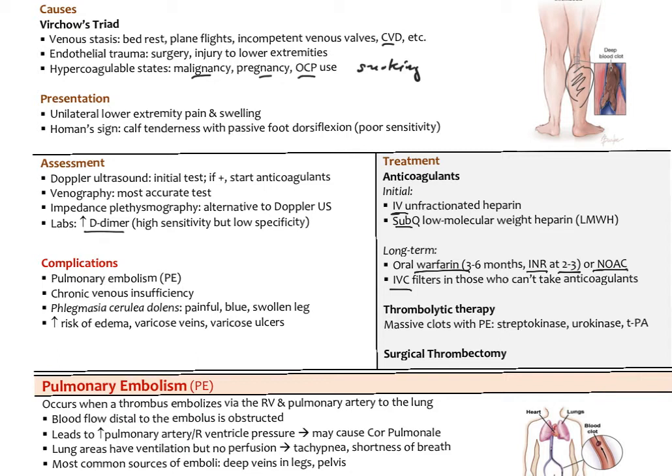Thrombolytic therapy is for massive clots with any evidence of pulmonary embolism. They go right not to anticoagulants, but to the agents that actually can dissolve clots. And that would be things like streptokinase, urokinase, and tissue plasminogen activator. And then in very severe cases, a person can have surgery where that thrombus is resected. And I've actually had a couple patients that needed that. So that is important to always be on the lookout for as a DVT and understand what the assessment and what the treatments are.